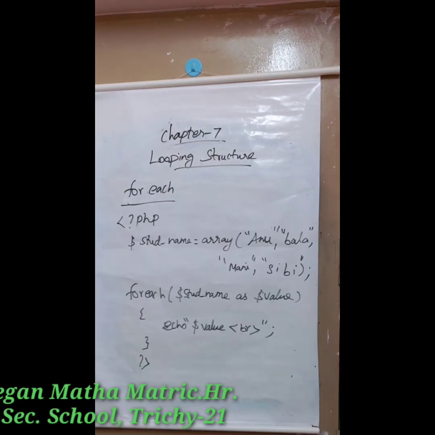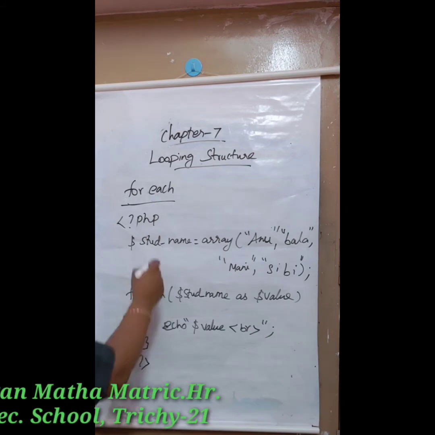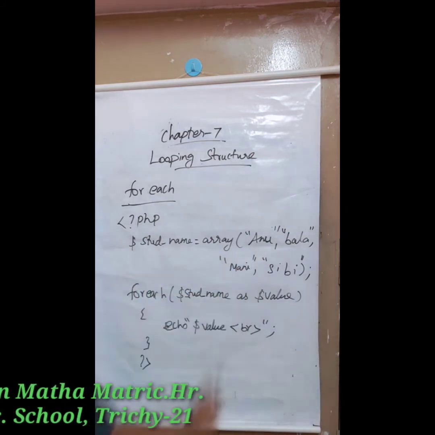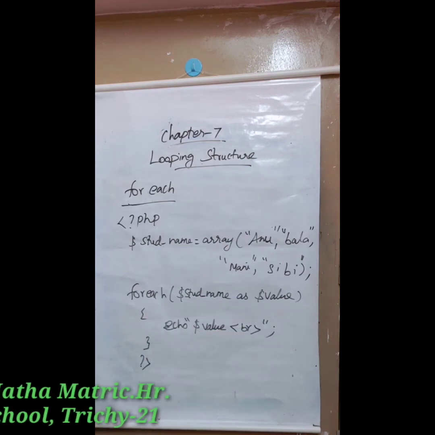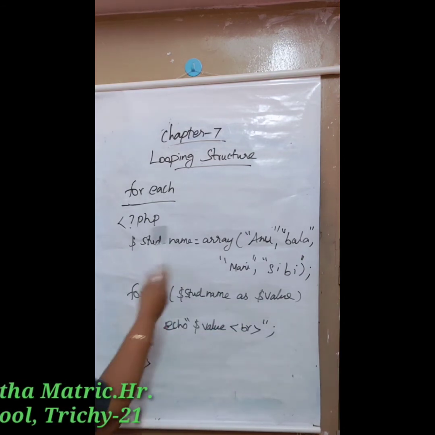Now let us see another example for foreach loop. Here, student name array of Anu, Bala, Mani and Sibi. foreach student name as value. So here we are going to use the name as value.